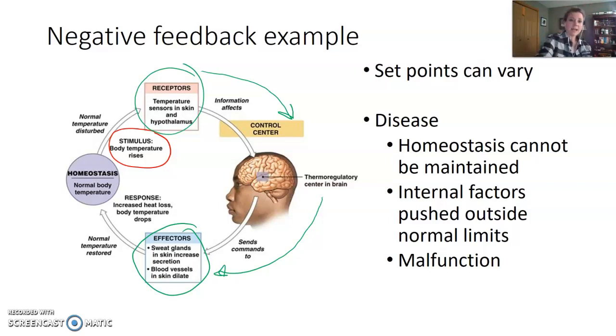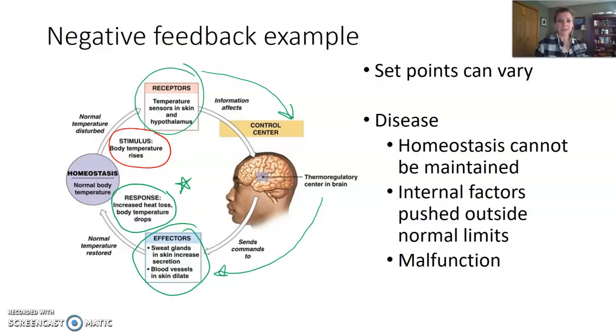So the response then is that we have increased heat loss and the body temperature dropped. And that's exactly what happened to me. After I stayed outside in the shade for a while, I went back in after about 5 minutes or so. They took my temperature again and I was under 100.4 degrees.